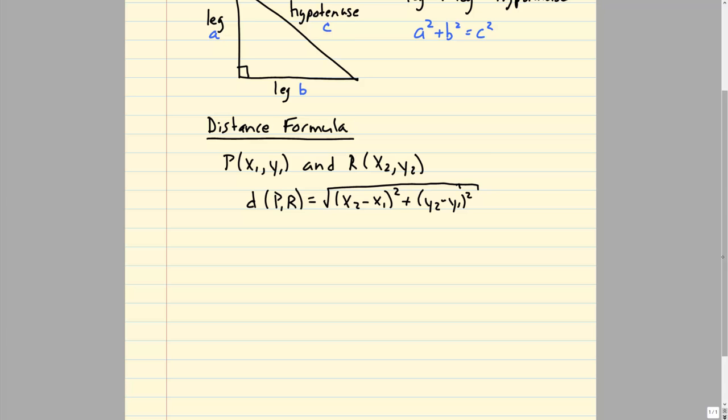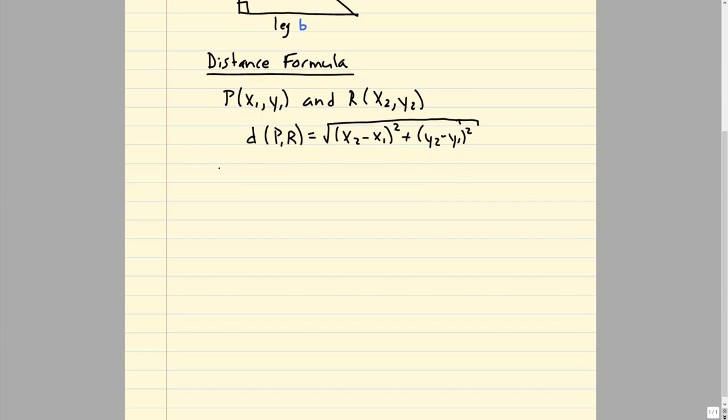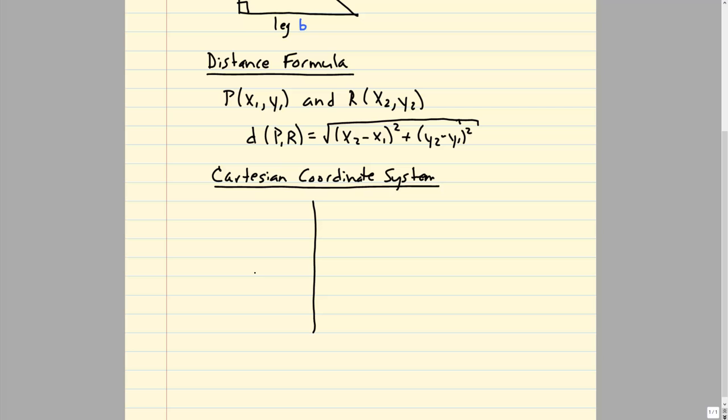Now, one other thing we need to review is the Cartesian coordinate system. We've already looked at this, but we're going to specifically look at the x and the y values in each quadrant right now. And we want to know whether they're positive or negative, because it matters where we're at in the Cartesian coordinate system. So let's go ahead and label these quadrants. So this is Q1, we use Roman numerals, Q2, Q3, and Q4. We run counterclockwise.